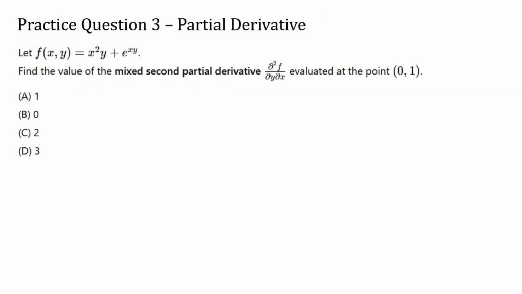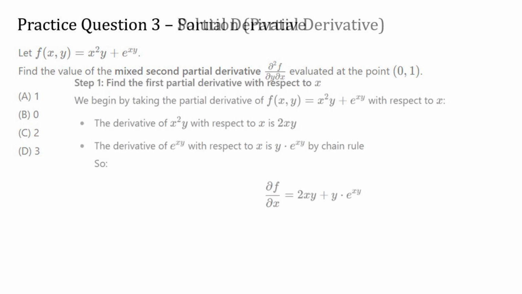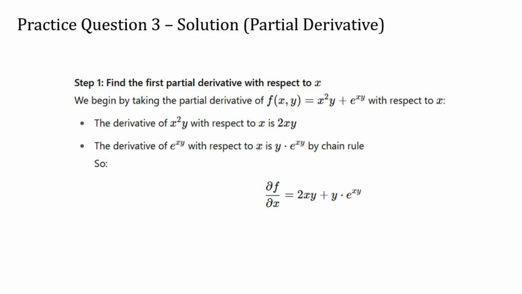Practice question 3. Find the value of the mixed second partial derivative of the given expression evaluated at the point 0, 1. We start by computing the first-order partial derivative of the function with respect to x. In this step, we treat y as a constant.